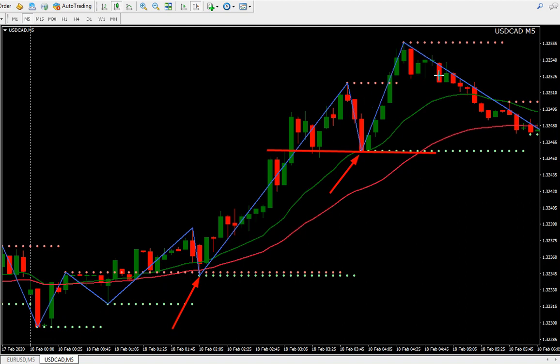But now things start changing from here. We still have another level here, as you can see. You still have another level here. This is a resistance that should be acting as support, which is okay. So market breaks that level, doesn't even go far, immediately comes back, a signal that price is not going to go above here.